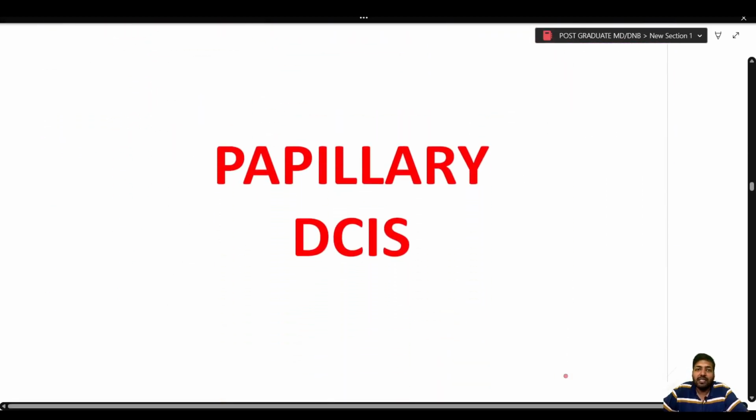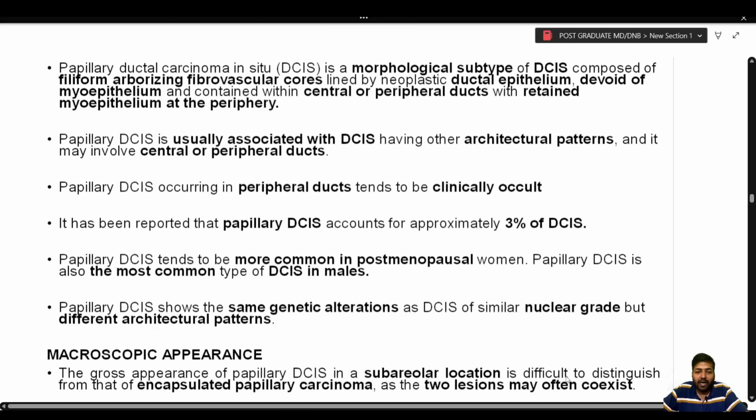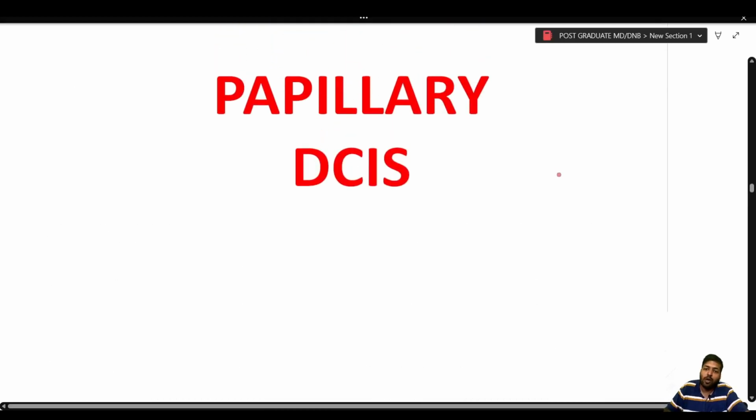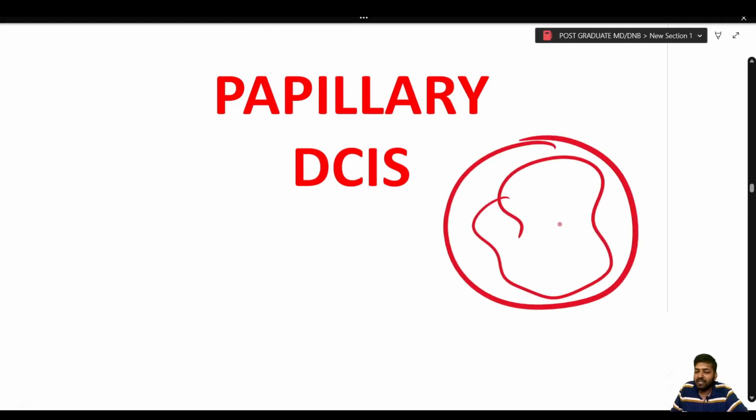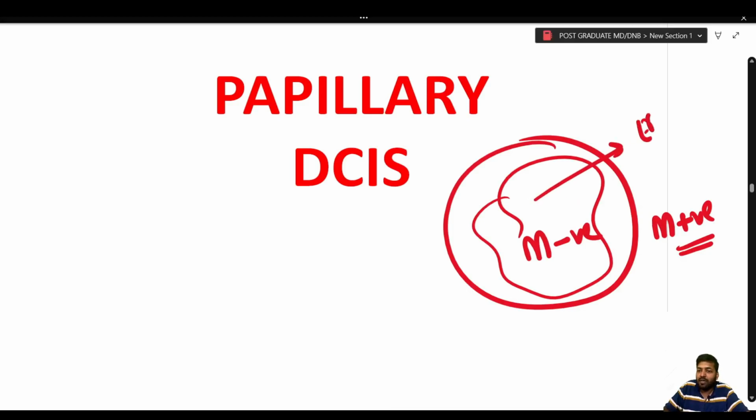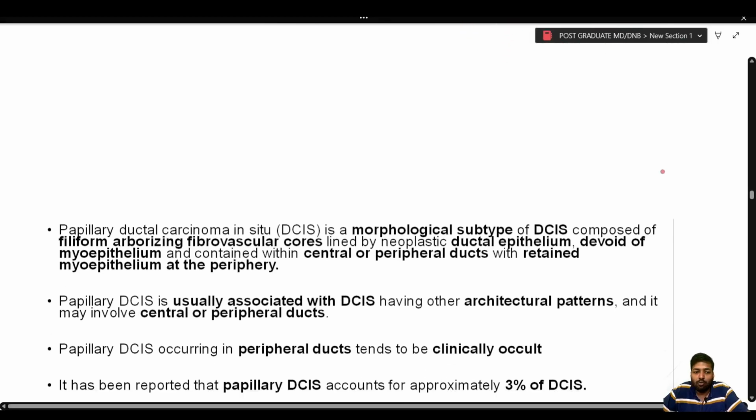The next important lesion that we are going to discuss in detail is the papillary ductal carcinoma in situ. So again, as I was telling you, what is going to happen in this DCIS lesion? You have a neoplasm over here which is basically an atypical proliferation. The myoepithelial cells within are negative, whereas the myoepithelial cells at the periphery are positive. Also, in this lesion, the ER positivity is strong and diffuse.